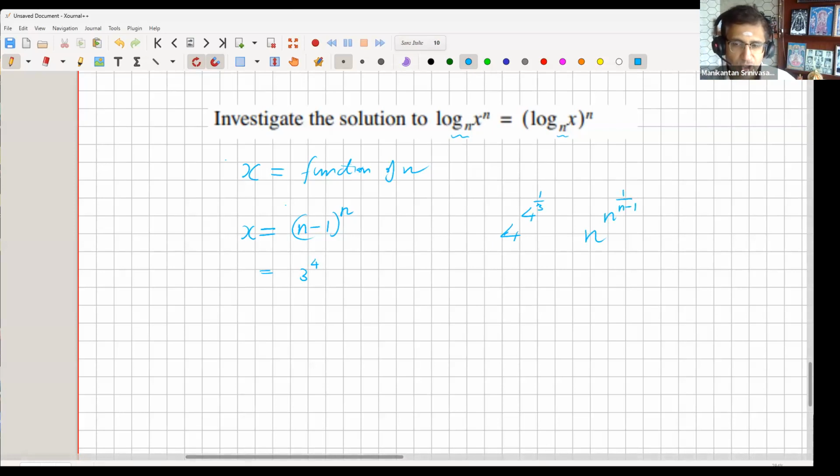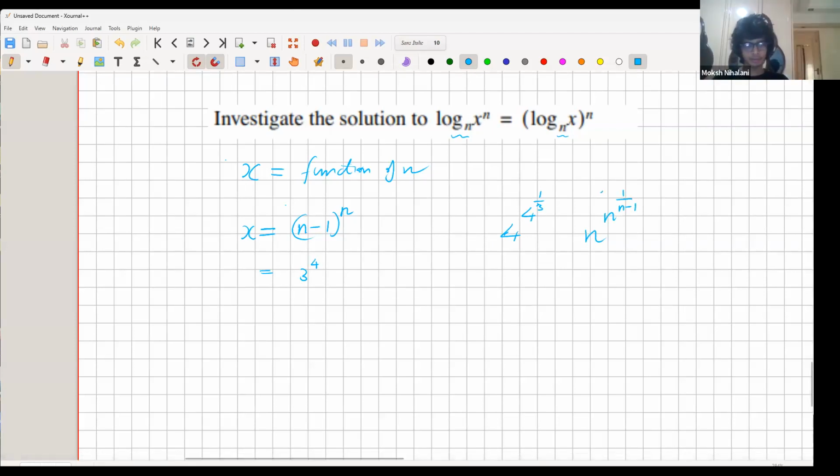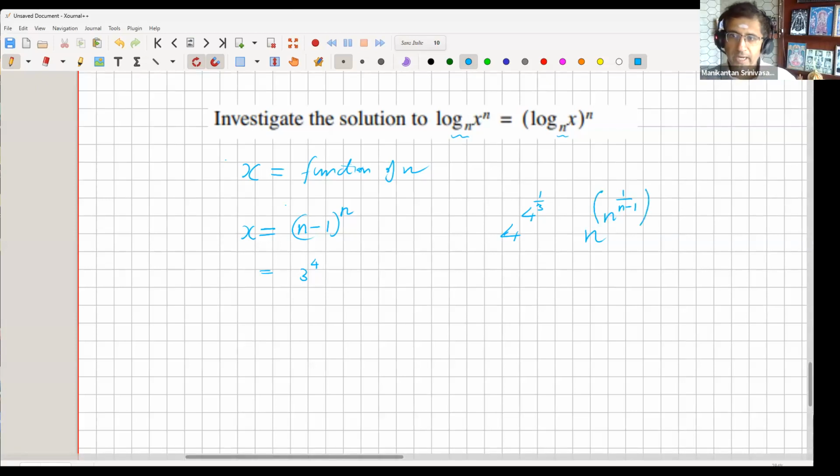Right? Moksh, is that what you got as one of the answers? Yeah. I got n raised to 1 upon n minus 1. That would be the answer to the log x base n. We'd have to do n raised to n minus 1. Yeah. And that's equals to x. And you're doing the above power first, not the lower power. Yeah. So it's this, right? n power 1 by n minus 1.